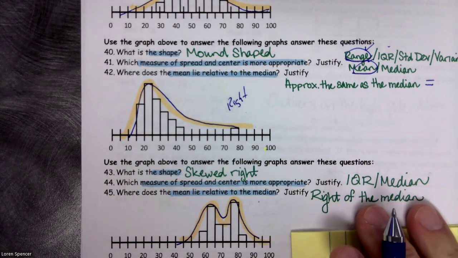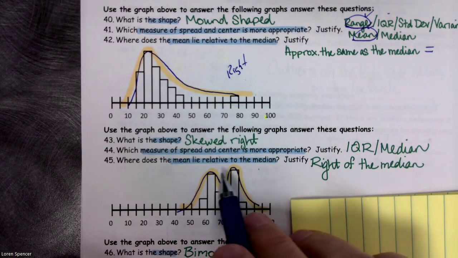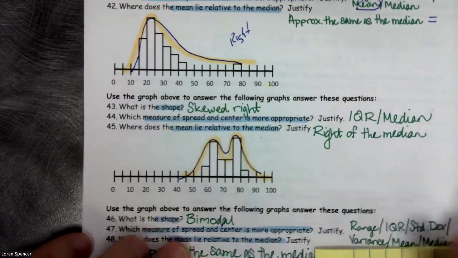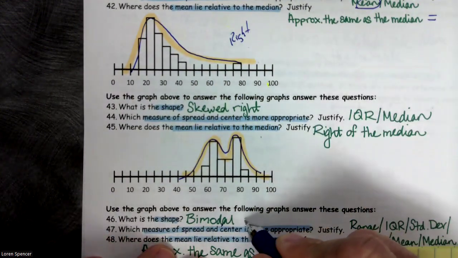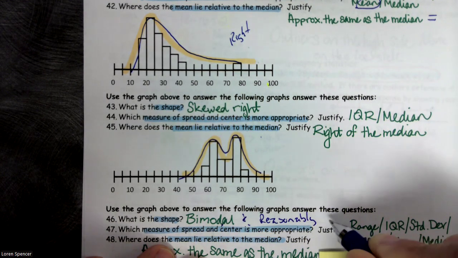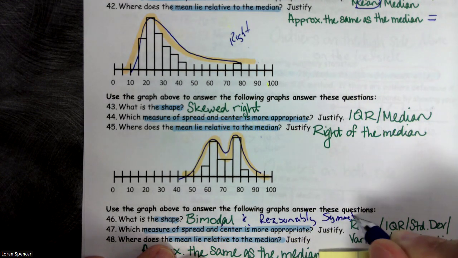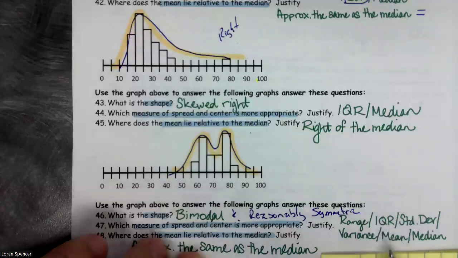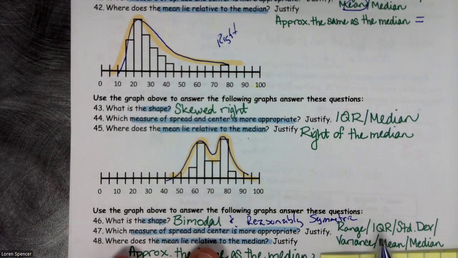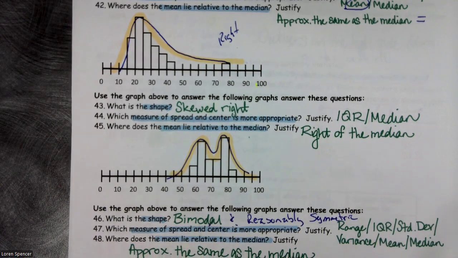When I look at this, I have two humps. So this makes this bimodal because I have two peaks, bi meaning two. Which measure of spread is more appropriate? This is reasonably symmetric. It's bimodal, and I'm going to put the words reasonably symmetric. Not required, but I'm going to add it. If it's reasonably symmetric, that means the range, IQR, standard deviation, variance, mean, and median are all appropriate. If it were not symmetric, it'd be the median and IQR. But because it's reasonably symmetric, all of these are appropriate.